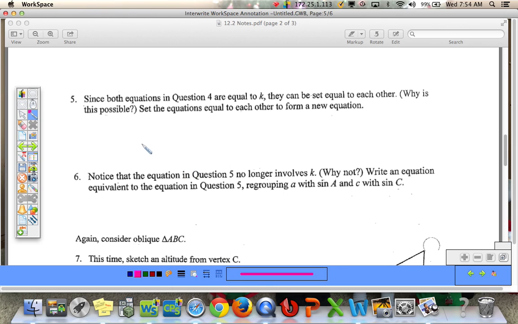So let's set them equal. C sine of A equals A sine of C. Set each equation. Okay, notice that the equation in question 5 no longer involves k because we set them equal. Write an equation equivalent to the equation in question 5, regrouping a and reassigning c.